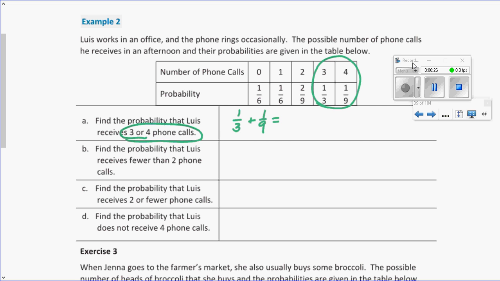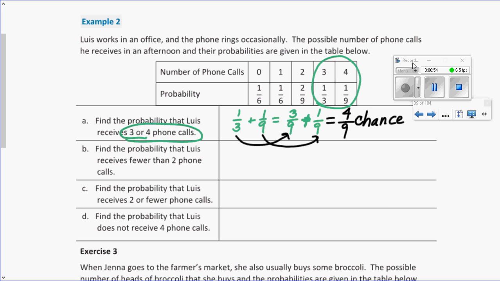And if you remember with adding fractions, you need common denominators. So instead of 1/3, we need to write that as 3/9. Now we can add, whoops, sorry, that was supposed to be a plus sign. Now we can add 1/9. Okay, so 1/9 stayed the same. 1/3, though, has to be written as 3/9 because those are equivalent fractions. And now I add the numerators, and there's a 4/9 chance, which is almost half.